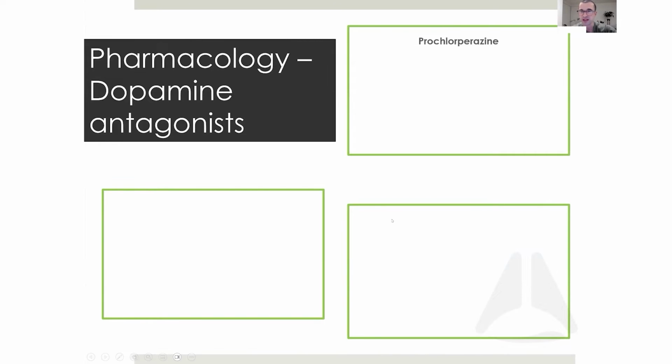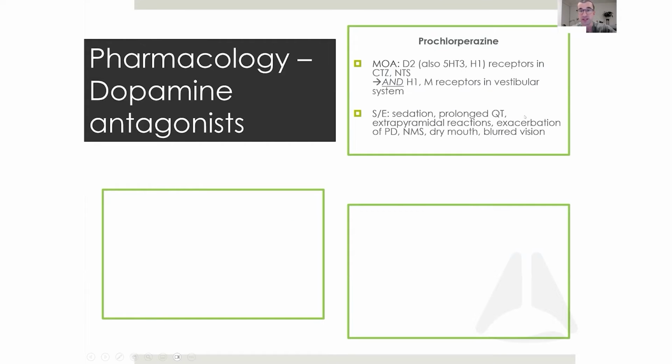Probably used mainly for patients that are dizzy for benign causes. And that's a D2 antagonist, but it's also got some histaminergic and muscarinic receptor antagonism as well. And that's particularly useful for patients who have vestibular causes of their nausea and vomiting. And that's that patient that's dizzy from a benign cause, like benign paroxysmal positional vertigo. Side effects are essentially very similar to the side effects you experience with metoclopramide. So just be wary of that.